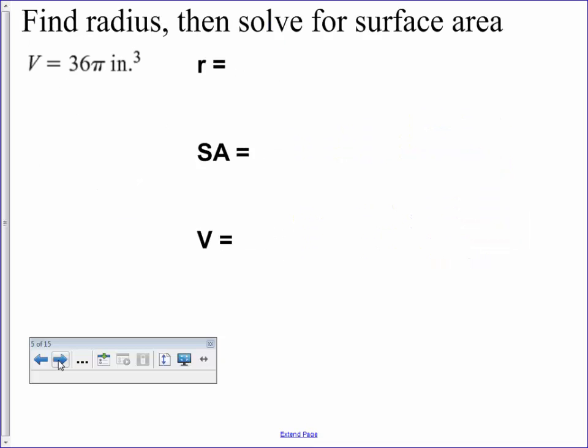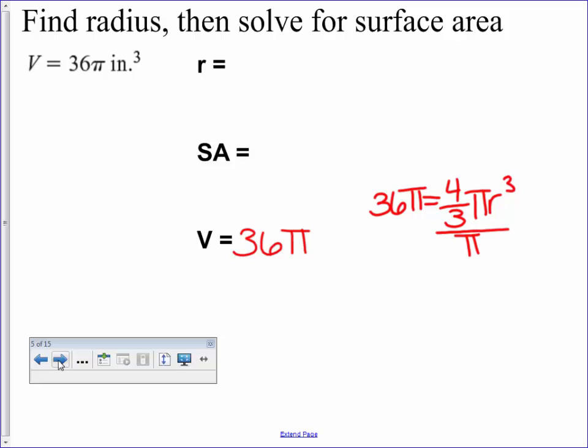All right, so this one gives us the volume as 36 pi, and we have to work backwards in the formula to find the radius, and then we're going to solve for the surface area. So, using the volume formula, 36 pi equals 4/3 pi r cubed. Now, what I always tell you to do, if there's pi on both sides, go ahead and divide out both sides by pi. It won't always have a pi in the volume, but this time it does, so we can cancel this out to leave us with 36 equals 4/3 r cubed.